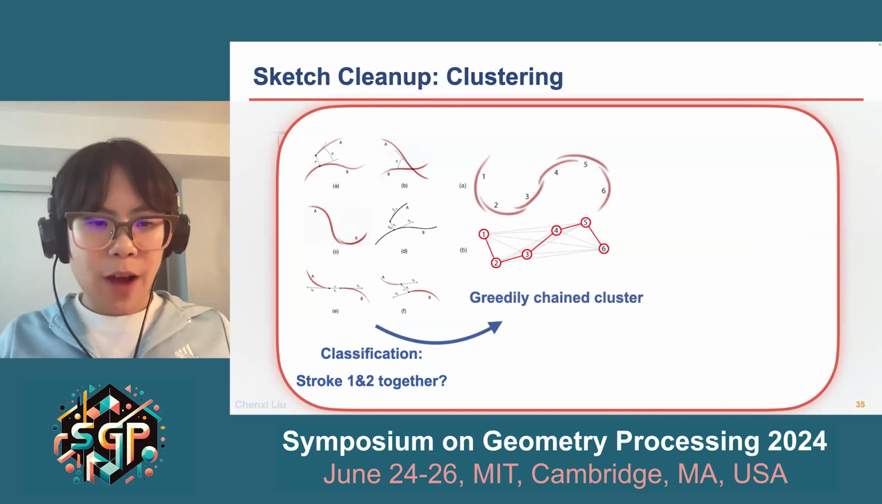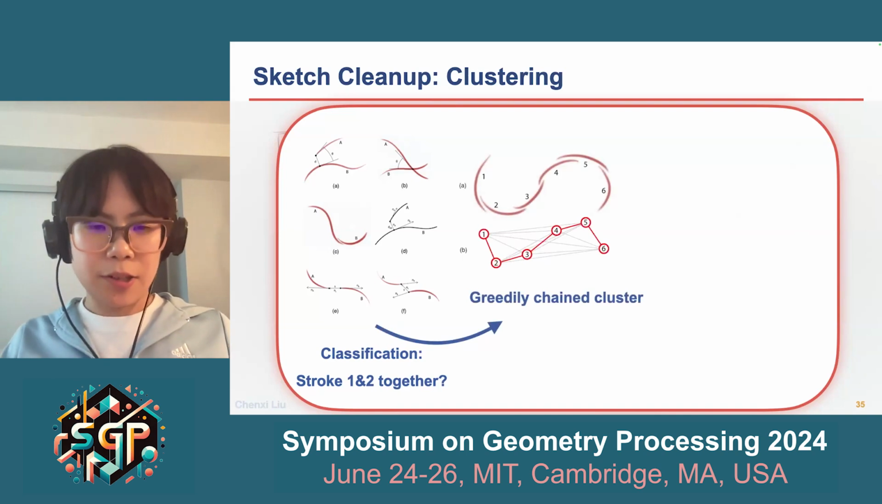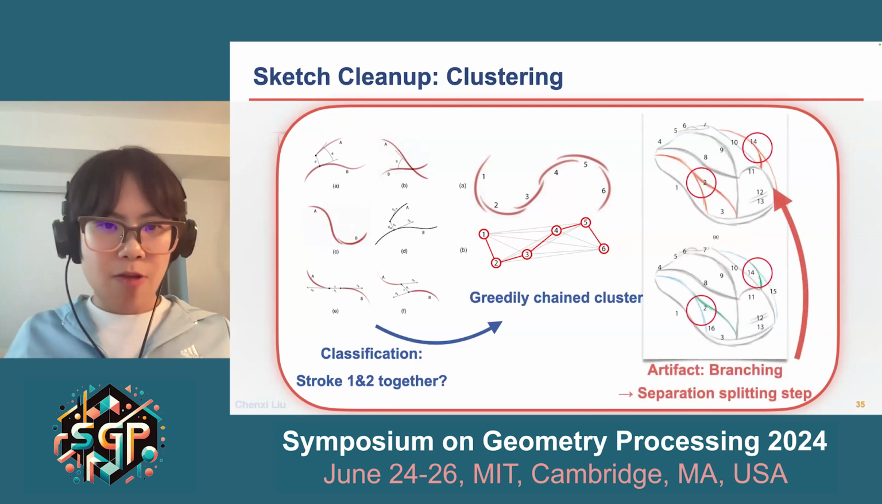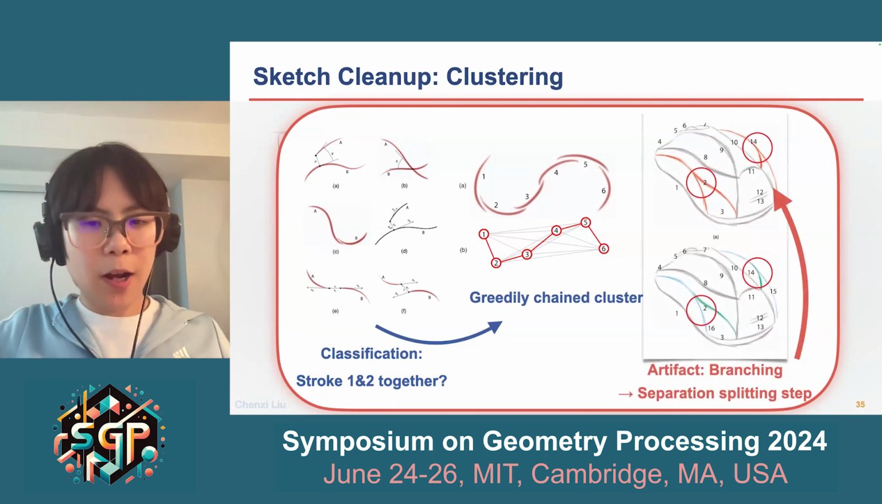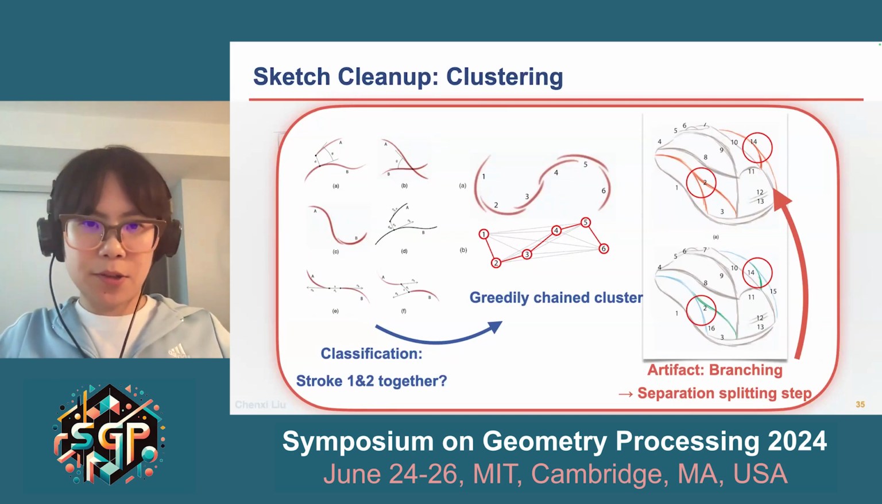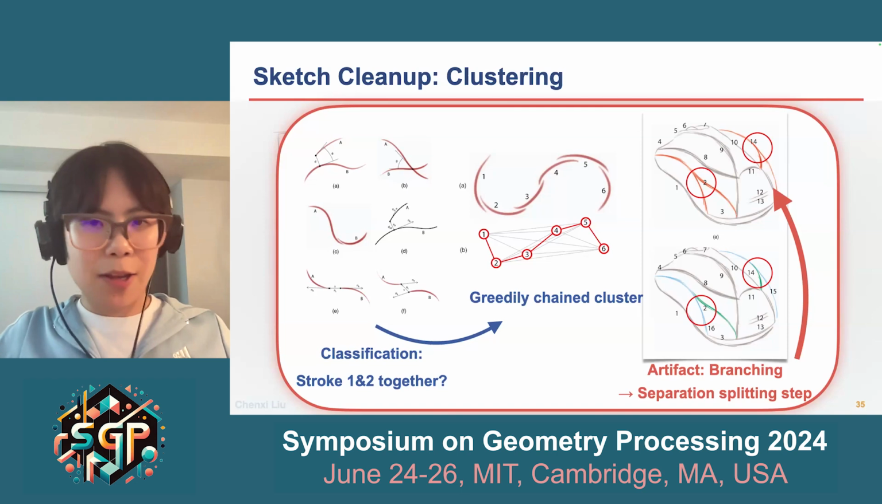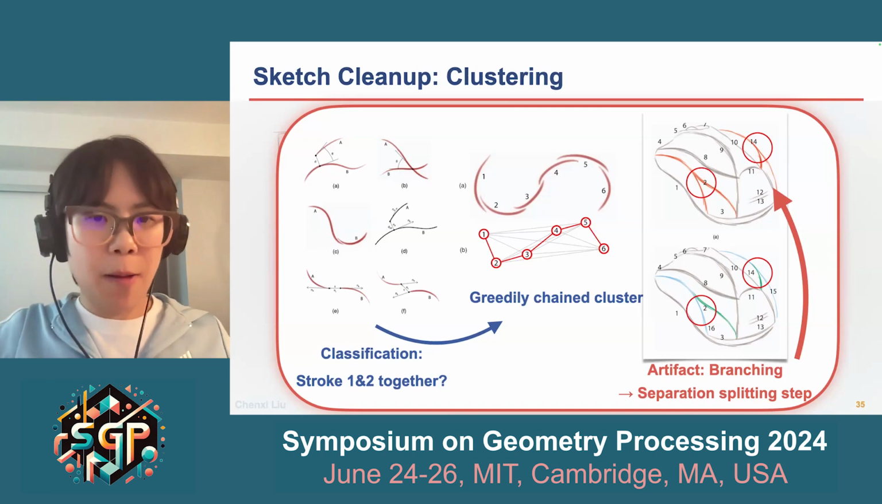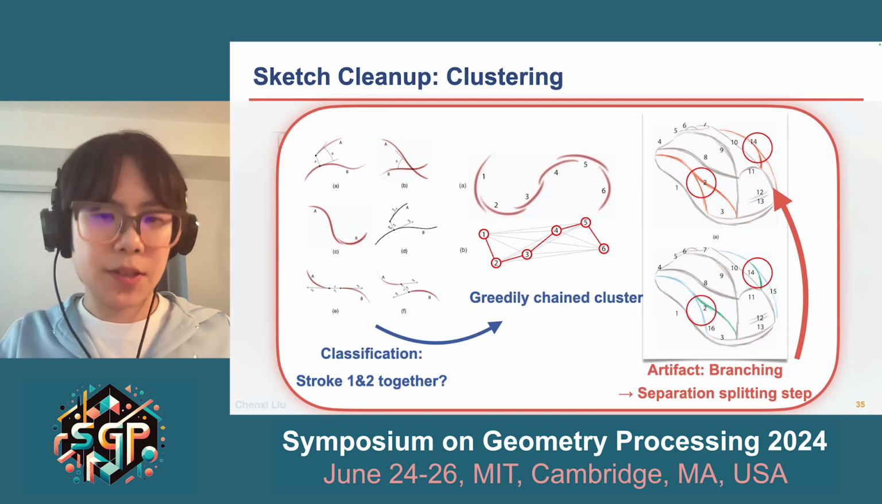Then the vector strokes are gradually chained into clusters based on piecewise scores. And they also identify the common artifact of branching. So for branching, on top we can see there are two branches in red, and they are not supposed to be like that. In this paper, they resolve the problem by introducing a separate splitting step.